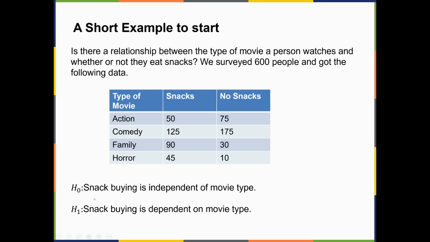So again, our null hypothesis is that snack buying is independent of movie type, and our alternative hypothesis, that should be an H_A, is that snack buying is dependent on movie type. All right, so we're going to assume they're independent, and the alternative hypothesis is going to be that they are dependent.